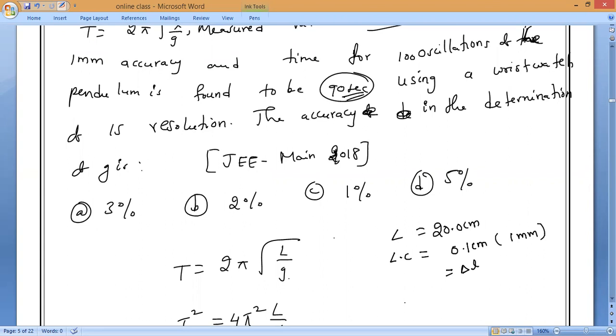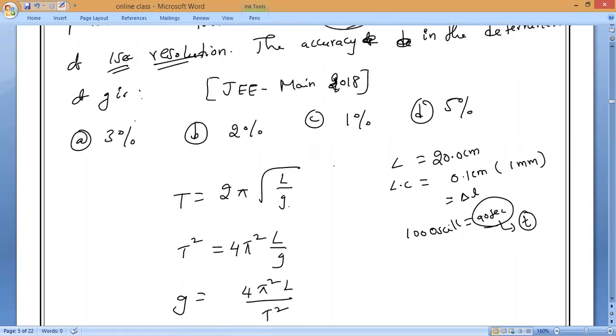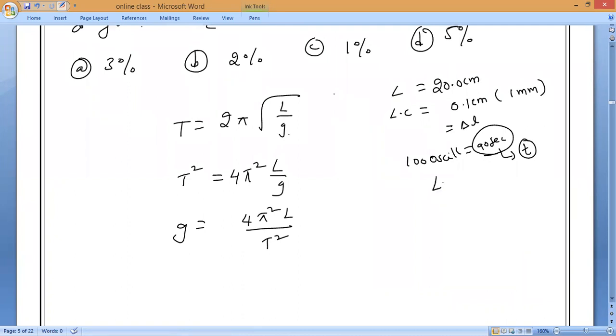Then what is the watch? 100 oscillations is equal to 90 seconds. Same format, brothers. Then 90 seconds is a what? Capital T or small t? Small t. And using a wristwatch, whose resolution is how much? 1 second. So resolution means what? Least count only. Least count is 1 second, which means delta t. That's all, brothers.